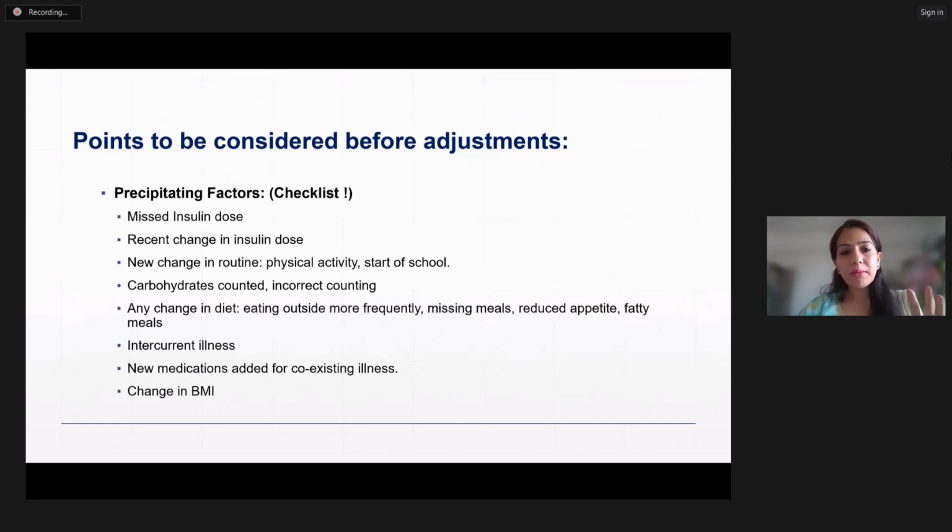So these are some precipitating factors that will lead to either high or a low blood sugar. So we do need to talk about these with the patient before we actually make any changes. So let's look at them. Did the child or the parent miss an insulin dose with the fear of low blood glucose? Say they're having 70, 80s blood glucose and they thought, I would not want to give an insulin dose, so let me skip the insulin. So of course there's going to be a high blood glucose once the child has eaten, and later on they may end up with a high blood sugar.